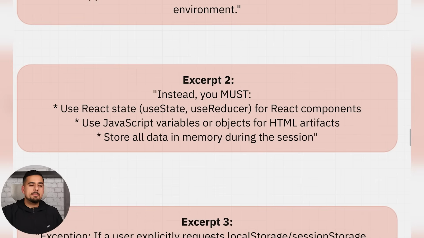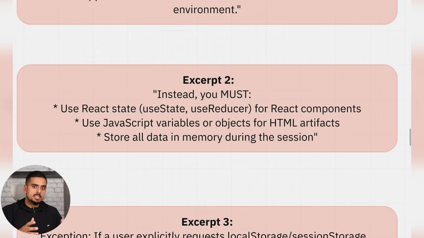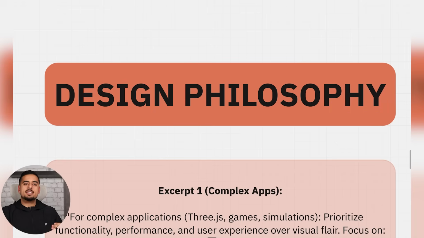And in the next part, it basically goes through what the artifacts should look like and how they should be structured using things like React and JavaScript as well as HTML. So if you're wondering why a lot of the apps look very similar or are constructed in very similar ways, this is why. And the next one is design philosophy.